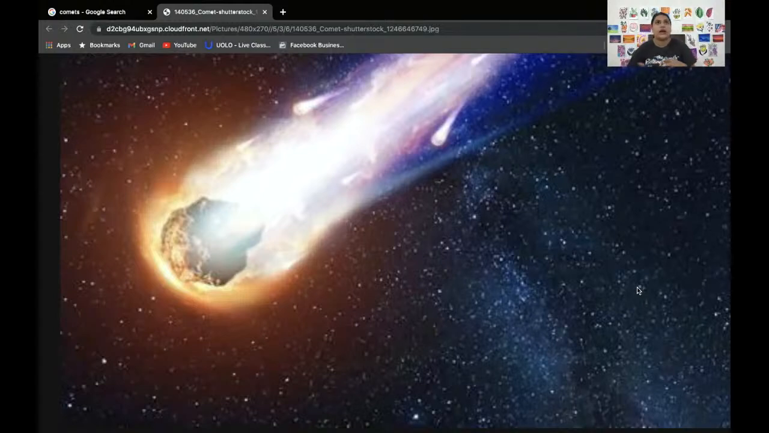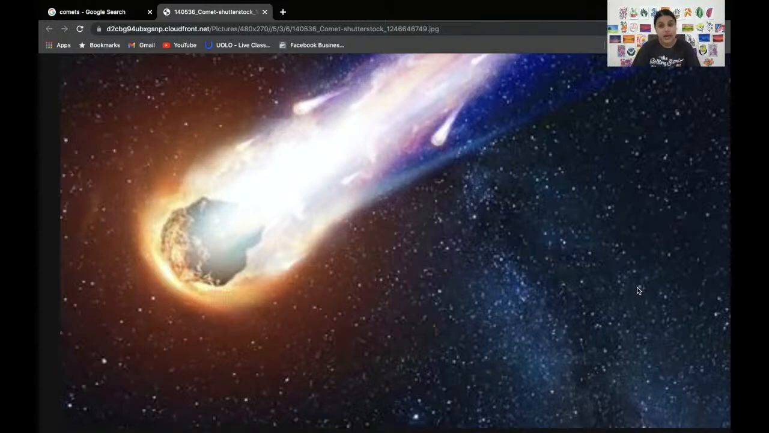Now, if you're looking at our solar system, we basically have the sun. So it orbits the sun. So, for example, we have Earth, we have Mars, we have Venus, we have Mercury, we have all of these planets that we have. In the same format, the comet also basically orbits the sun. So it just basically moves around.